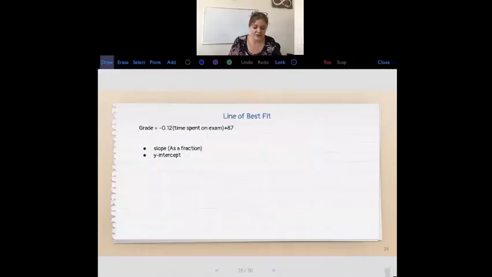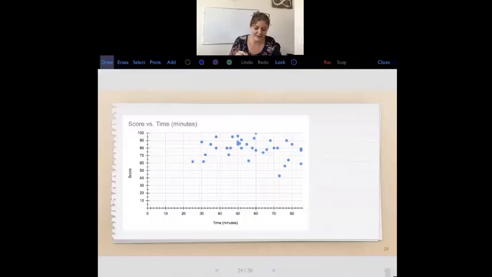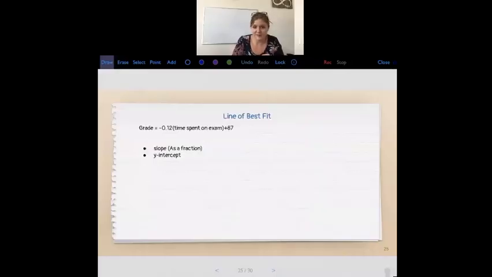Line of best fit. So in problems like this, the line of best fit is typically given. I could kind of draw it this way. So there's probably some negative correlation going on. The line of best fit given for this problem is provided, so you won't be asked to calculate it. It is grade equals negative 0.12 times the time spent on the exam plus 87. So from here we have our dependent variable equal to our slope times the independent variable plus 87.